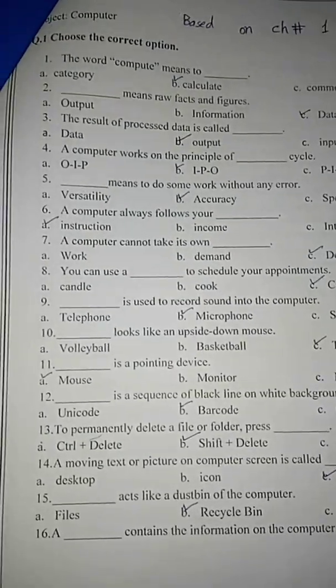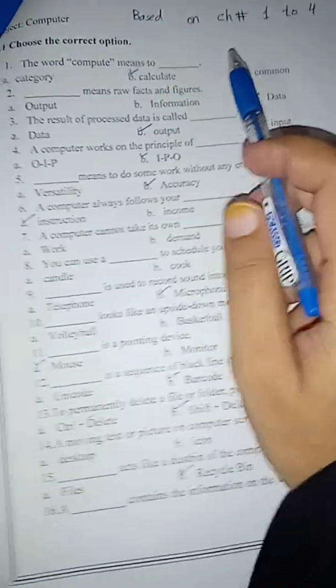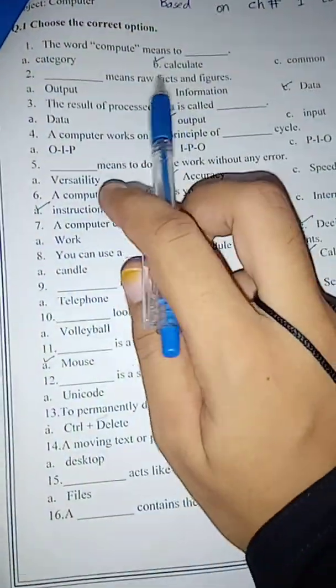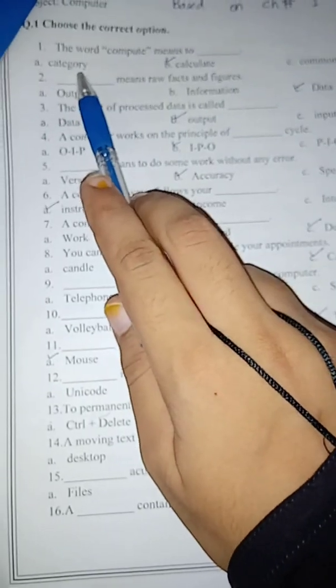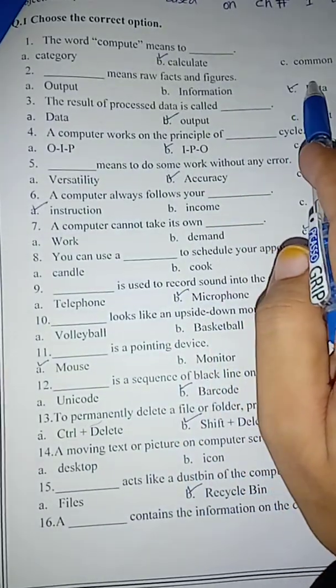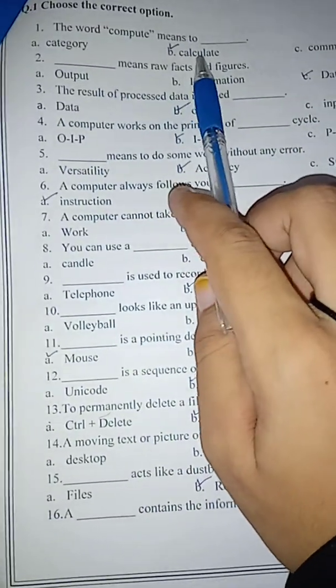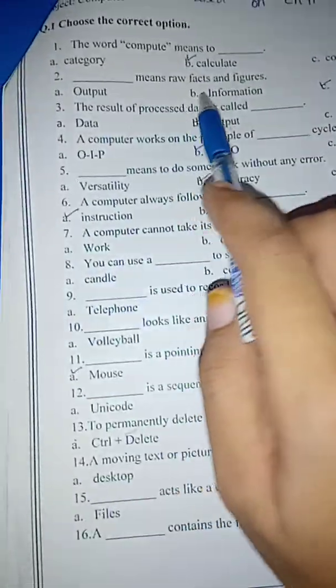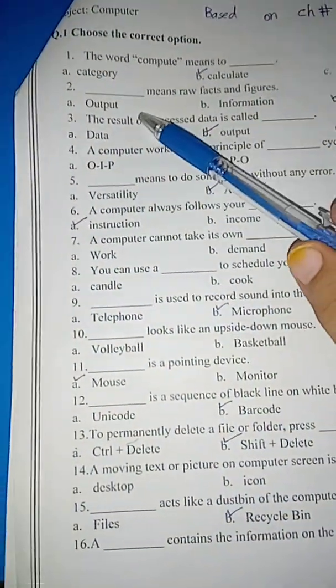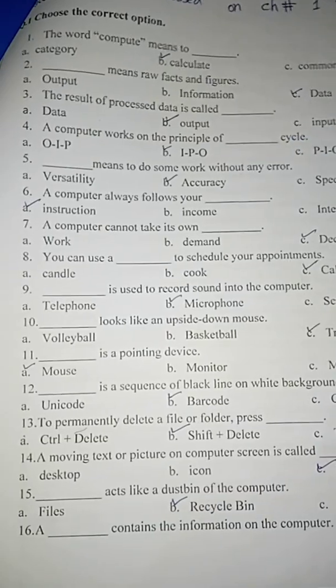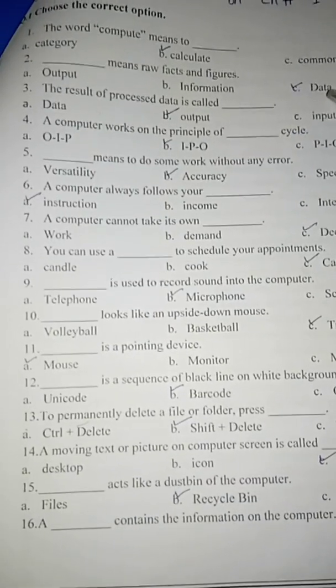Today we will solve exercises based on chapters 1 to 4. So let's start. Our first question: the word compute means to dash. Option A category, option B calculate, option C common, and the answer is option B, calculate. Dash means raw facts and figures. Option A output, option B information, option C data, and the answer is option C, data.